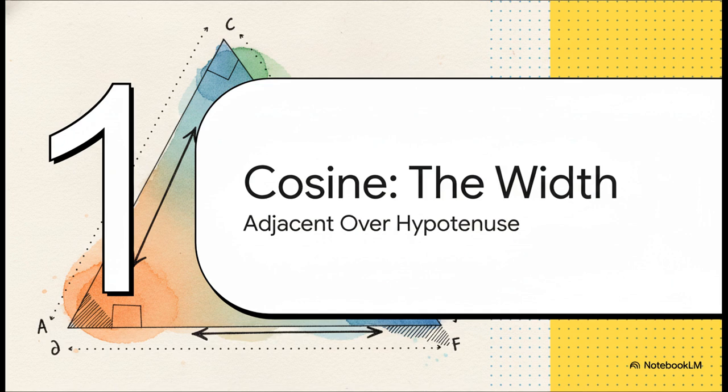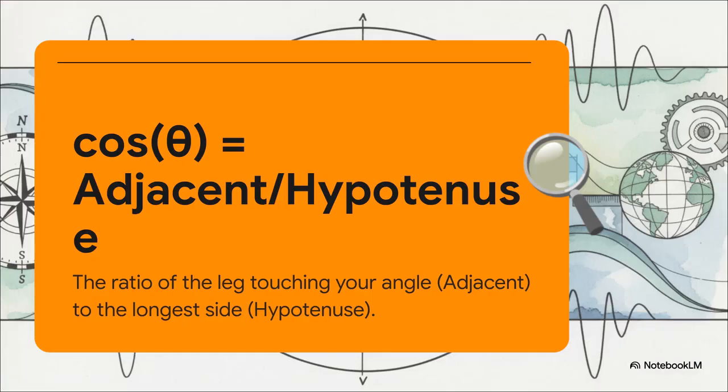At its very core, cosine is the tool we use to measure that horizontal width of a right triangle. And the way we unlock it is with a super simple rule, adjacent over hypotenuse. Okay, here's the formula you're gonna want to remember. The cosine of any angle, we'll call it theta, is the length of the adjacent side divided by the length of the hypotenuse.